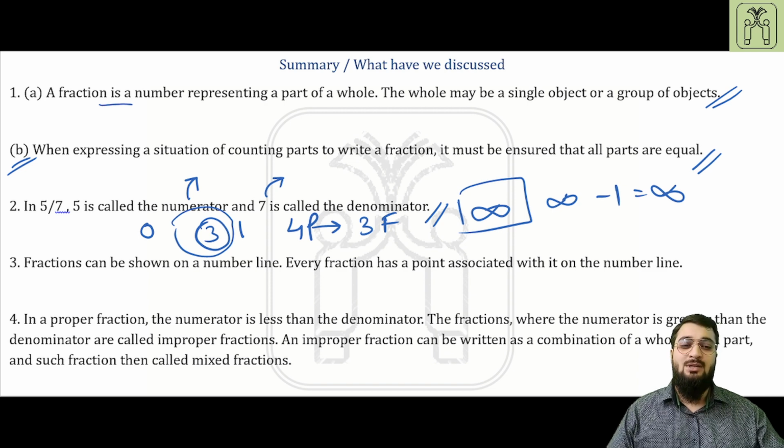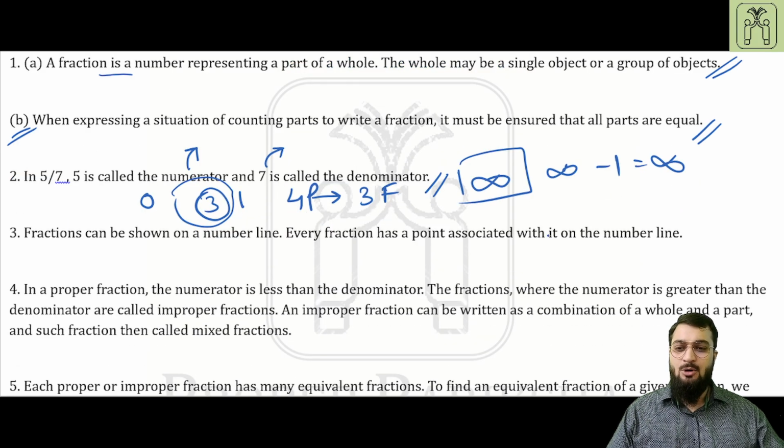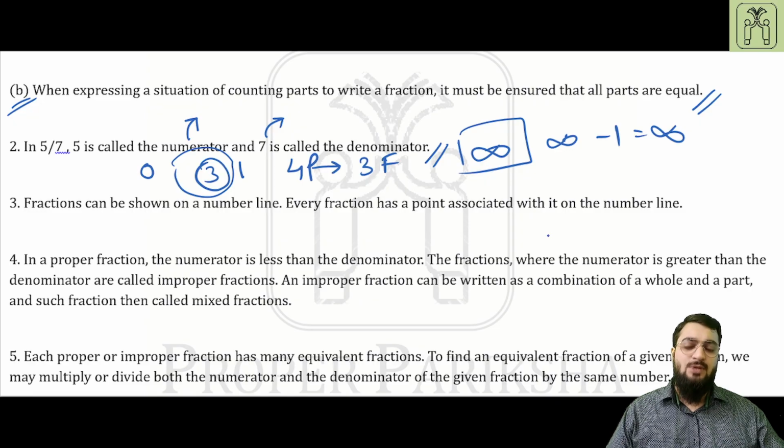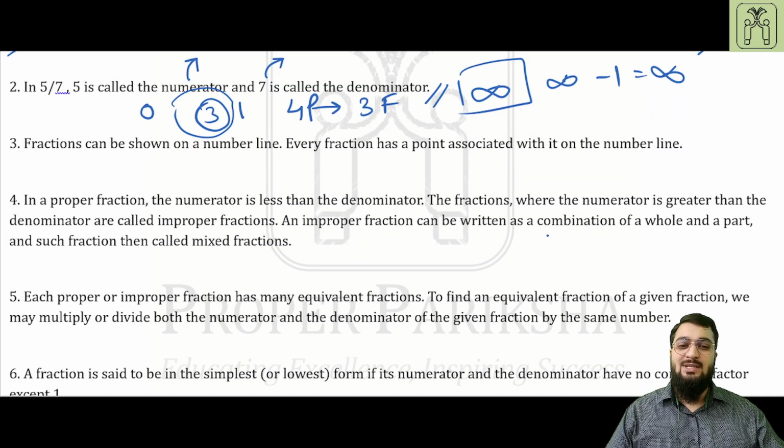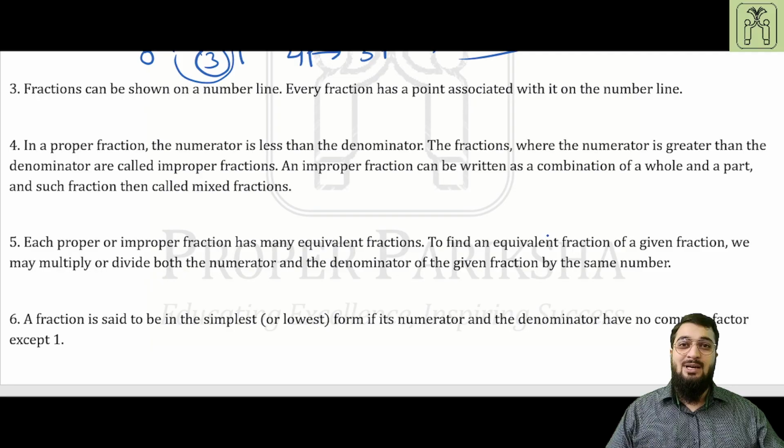So infinity minus 1 is also infinity. That is why the number of fractions is infinity. Point number 4, in a proper fraction. What is a proper fraction? We have discussed that a proper fraction is a fraction in which the number of parts taken into consideration are less than the number of parts that the total has been divided into. That is, the numerator is always less than the denominator.